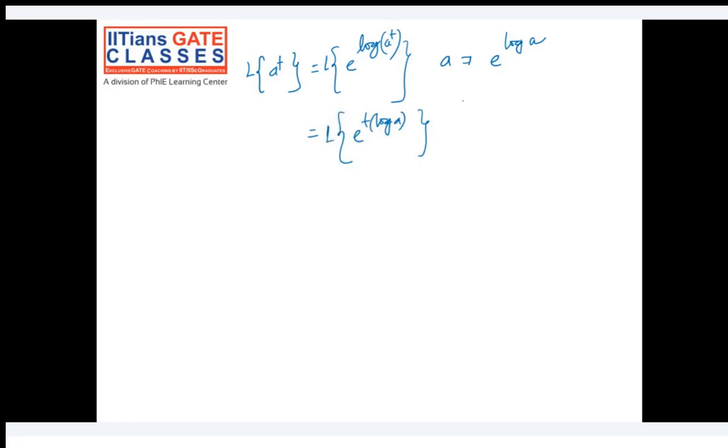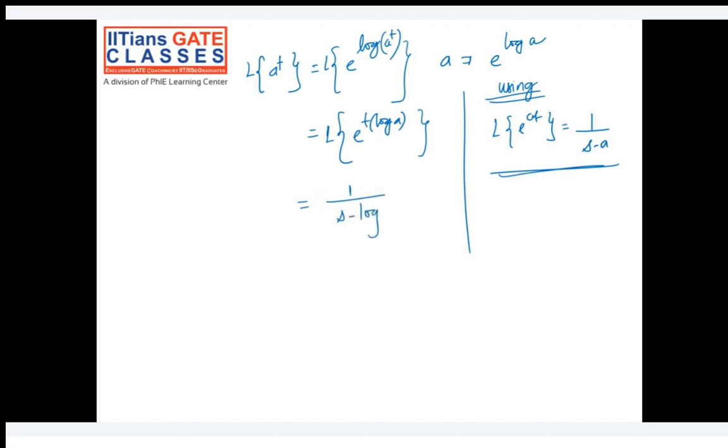And now can you use this formula, Laplace transform of e to the power at, as 1 upon s minus a? So this will be 1 upon s minus log a, or log to the base e of a. Clear? In this way you can proceed basically. Yeah, okay.